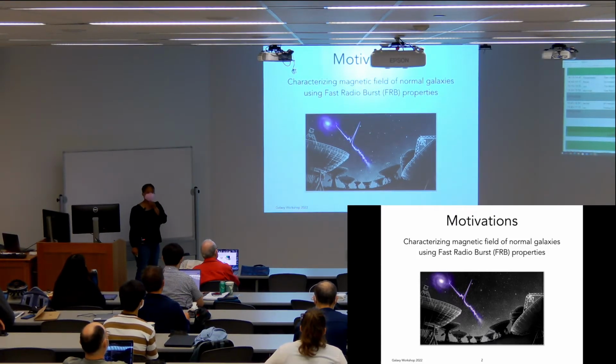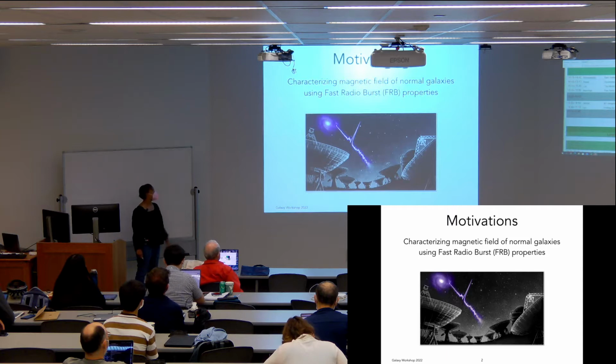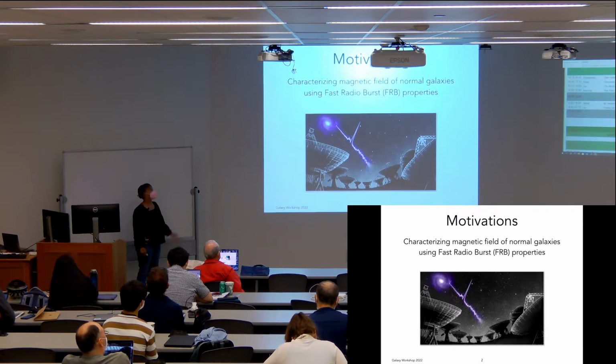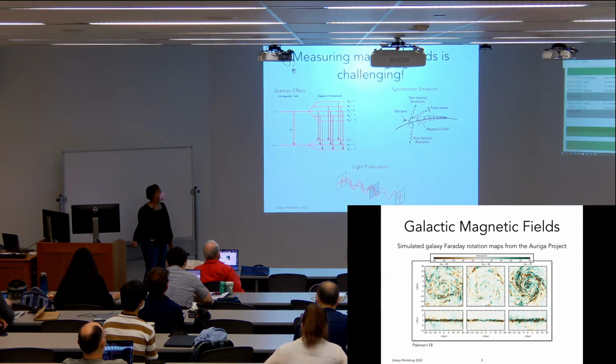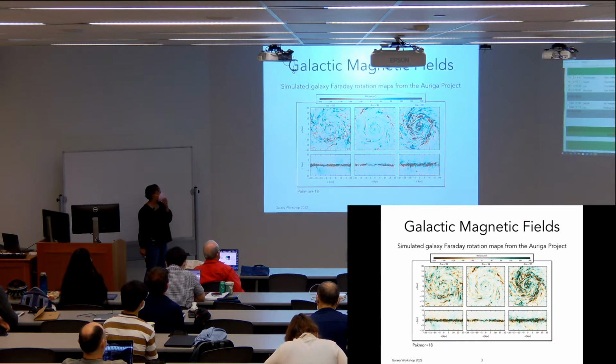So one of the main motivations for this project is characterizing magnetic fields of normal galaxies using fast radio burst properties. And I'll show you what normal means. One thing that we try to do is constrain the underlying physics of magnetic field production and amplification in Milky Way-like galaxies.